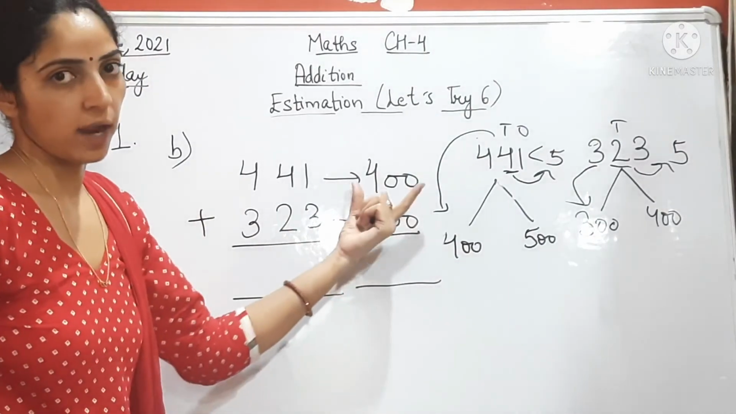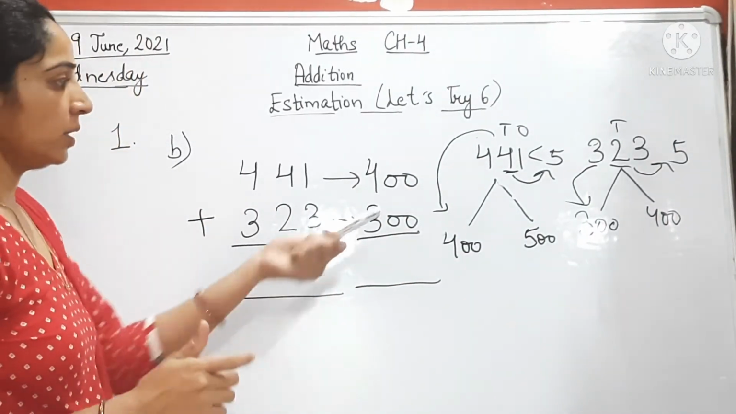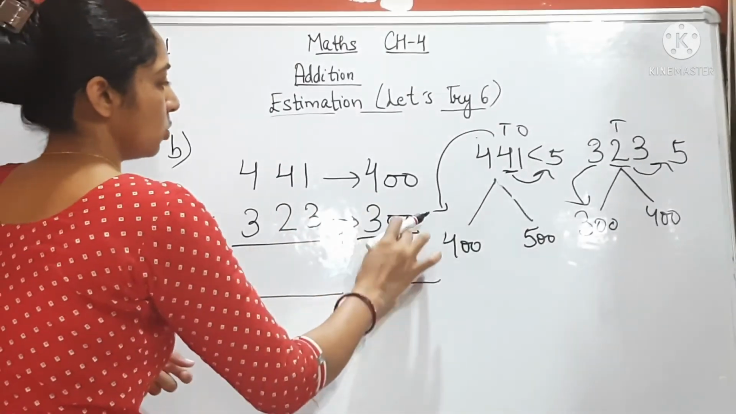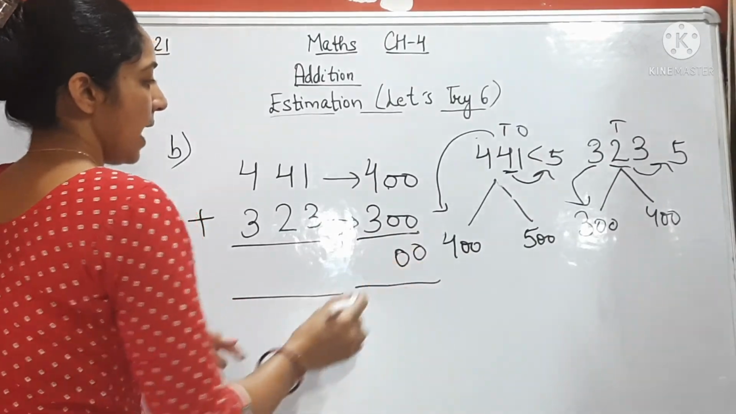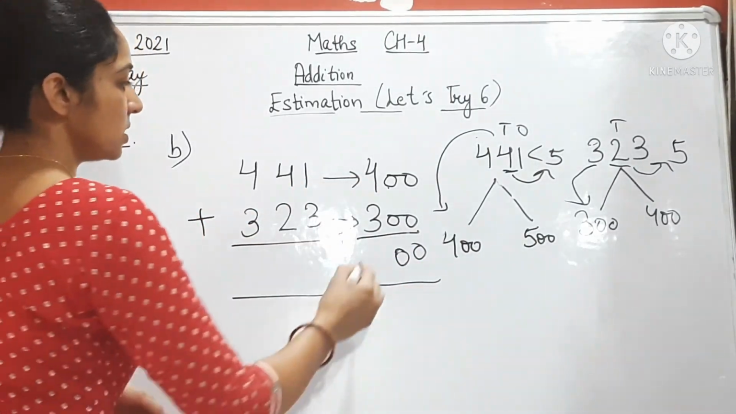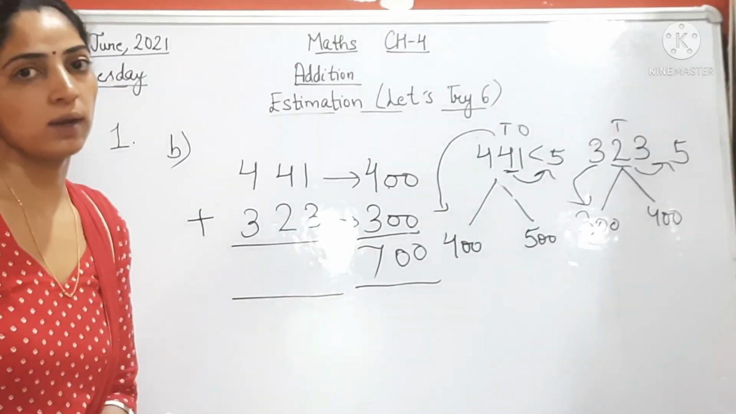Now we have to add these two numbers. अब जो आपने राउंड ऑफ किया है, इन 2 नंबर्स को आपने ऐड करना है. So 0 plus 0 is 0, 0 plus 0 is 0, right? And 4 plus 3 is equal to 7. So 700 is the required answer. Okay.